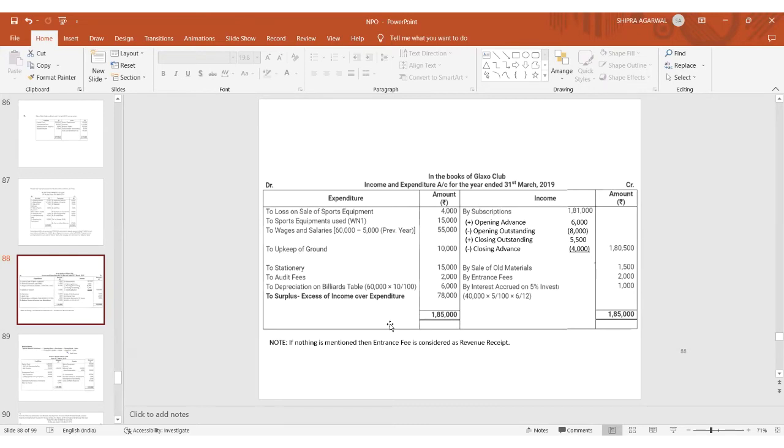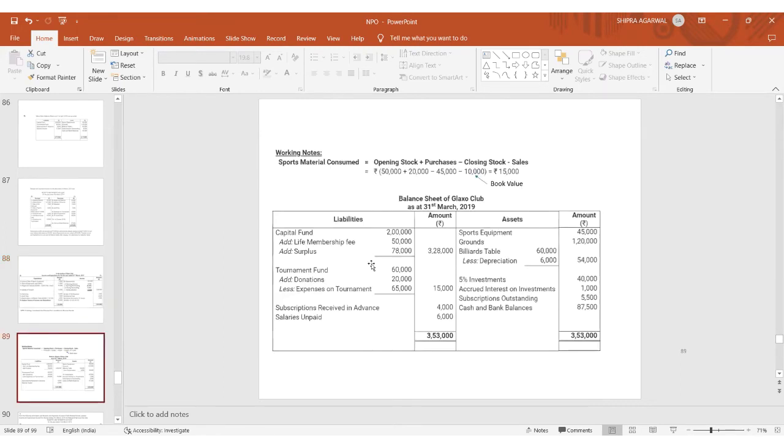And certainly if I want to earn more, then I should be having more income as compared to my expenditure. So that will be a case of surplus, right? This surplus is the excess of income over the expenditure. So the balancing figure of 78,000 is here. As a result, we have shown this 78,000 over here.